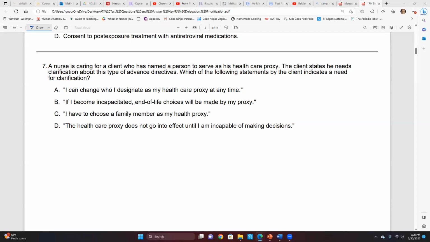I'll say C. Yes, that is correct. Review the events leading up to each medication administration error. Oh wait, sorry, I'm looking at the wrong one. That was the answer for the next one. But C is correct. So the client should choose someone that they trust.